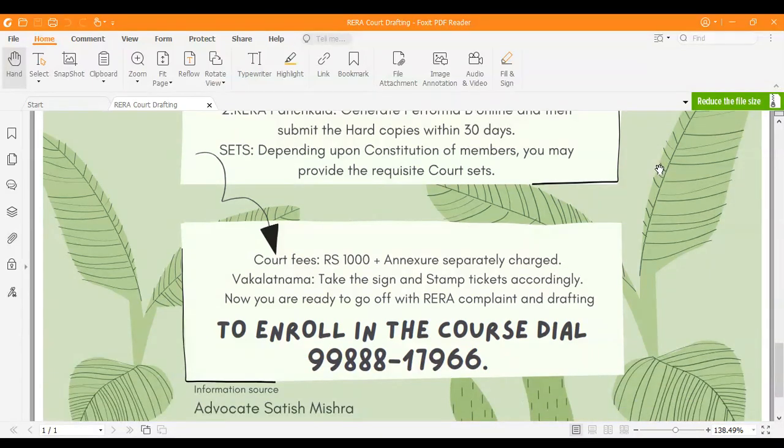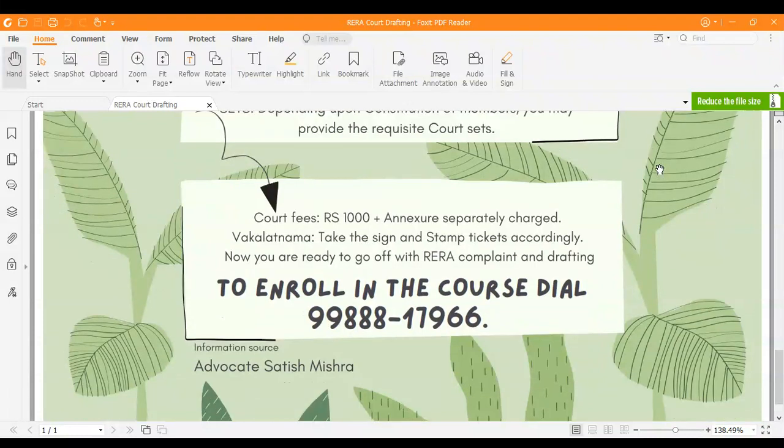Then the court fee is the same, 1,000 rupees for filing the case plus annexures. It varies for Punjab and Haryana. So you must take that into consideration.